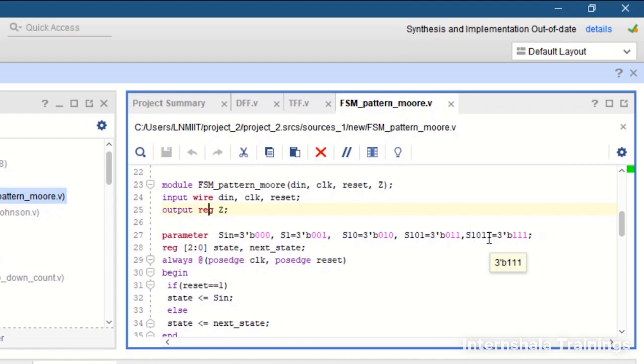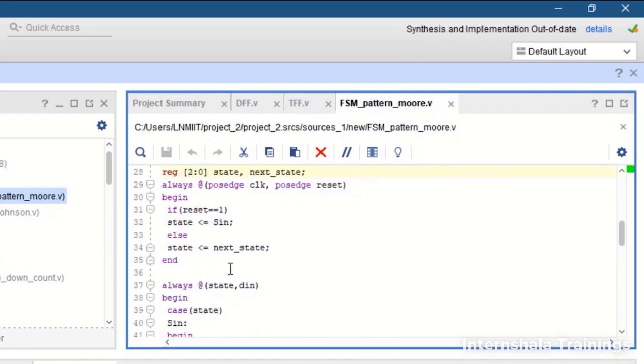If I have 5 states, I need minimum 3 bits. So that is why they are given the codes in 3 bits. You can decide your own code. I have decided the codes as 0, 1, 2, 3 and 7. You are free to choose any 5 codes. Then I define 2 more registers. One is state and one is next state, and both of them are also 3-bit.